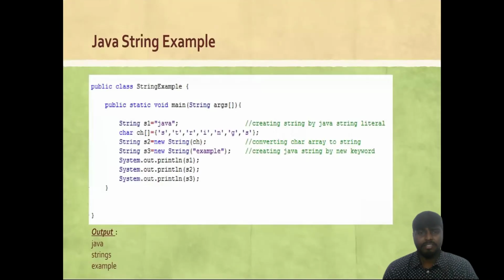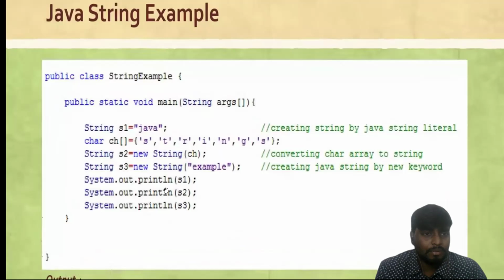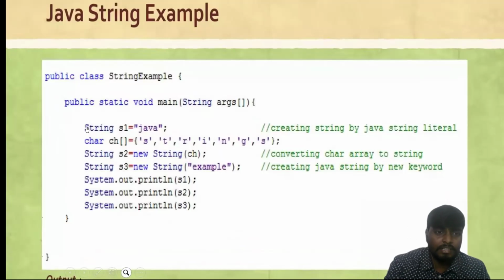Next, an example for the string. Let's see and analyze this program. String example, public static void main. This is a common thing. Here we declared a string s1 using a string literal.